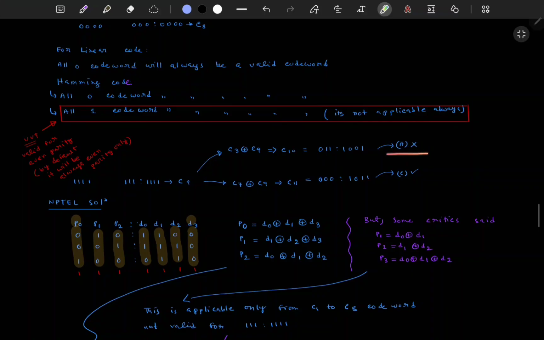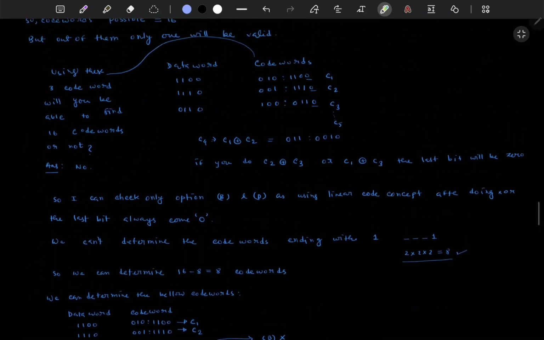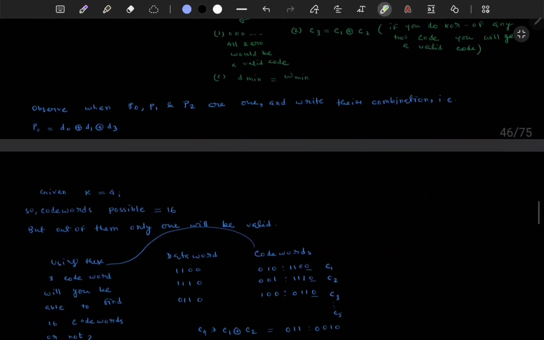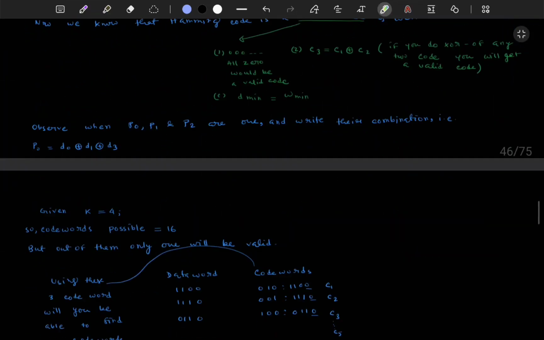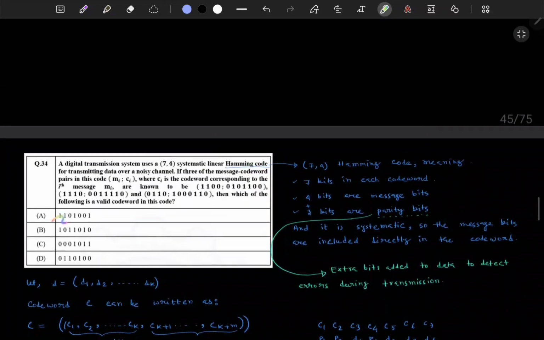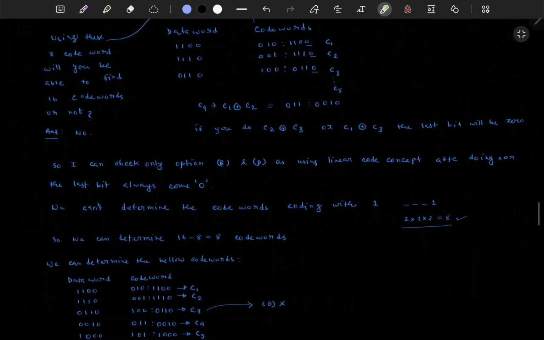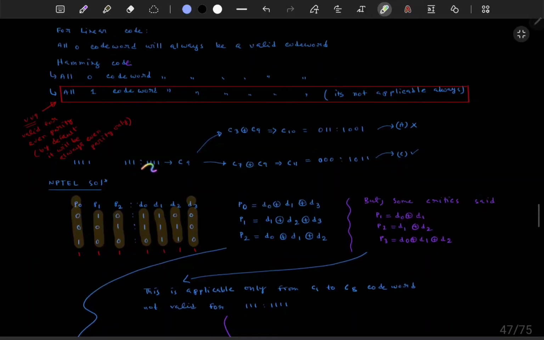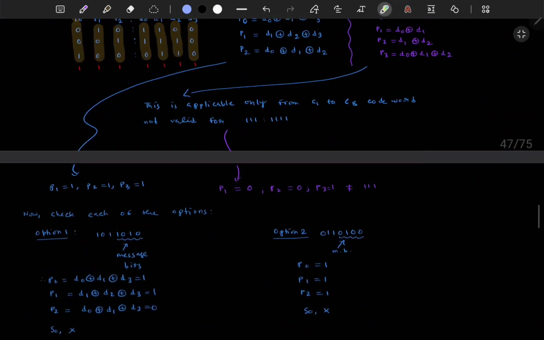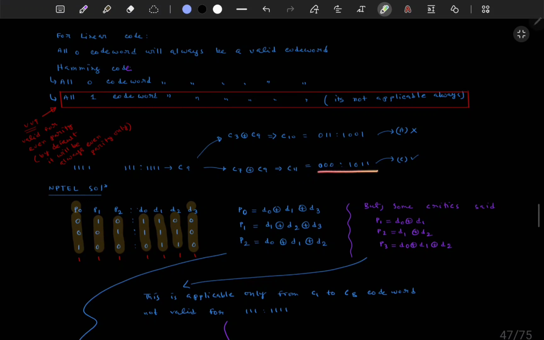But this is not our answer, because here you can see option A for 1001 110 is the message, but what we are getting is 1001 011, but in the question it is given 110. So this option is invalid. Now again with this code word, if we XOR this C7 here, then we will get this one, and this is matching with option C. So this is the solution.